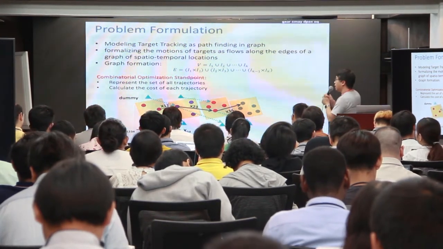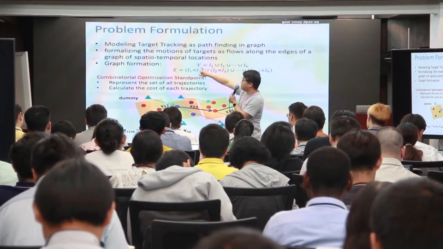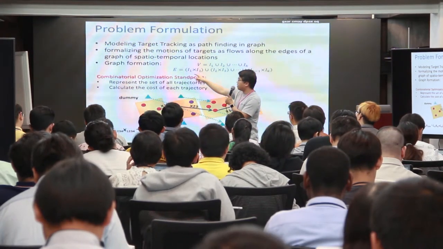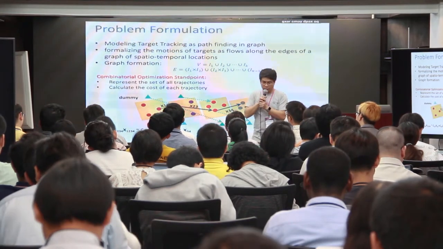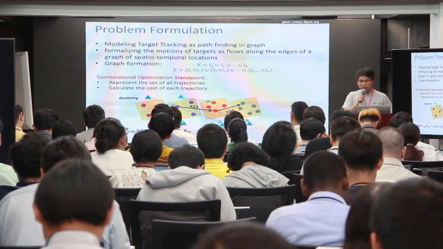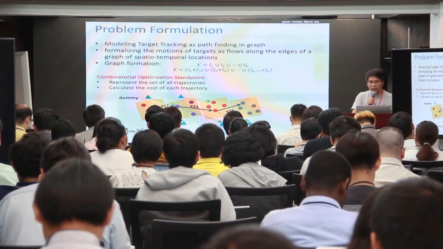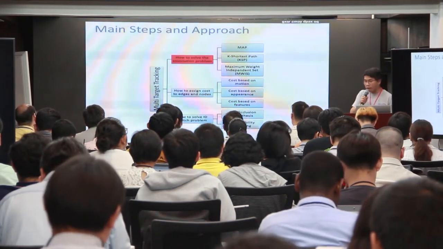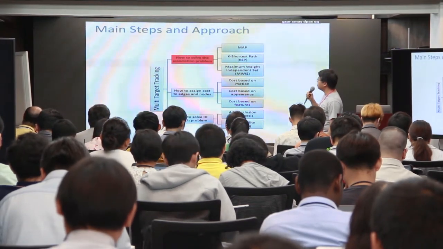So you have a set of detections, and the set of vertices of the graph is the union of all the nodes, and the edges link nodes of consecutive frames together. The task is then to find multiple paths through the graph. There are many approaches that have been proposed in this area.